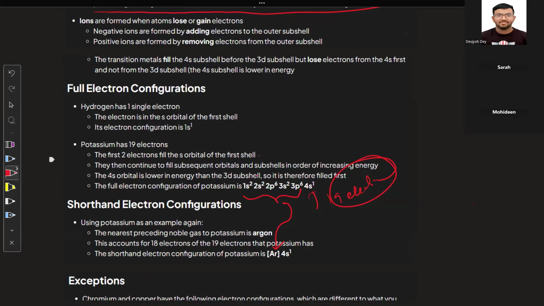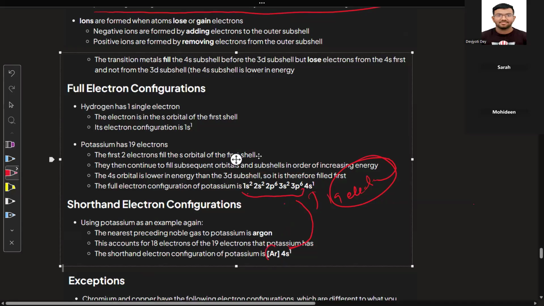That means you can also write the shortened electronic configuration of potassium and other elements like this, where up to 3p6 you represent it using the argon notation. Did you understand, Sarah, Moidin, what I'm trying to say? Yes. Okay.